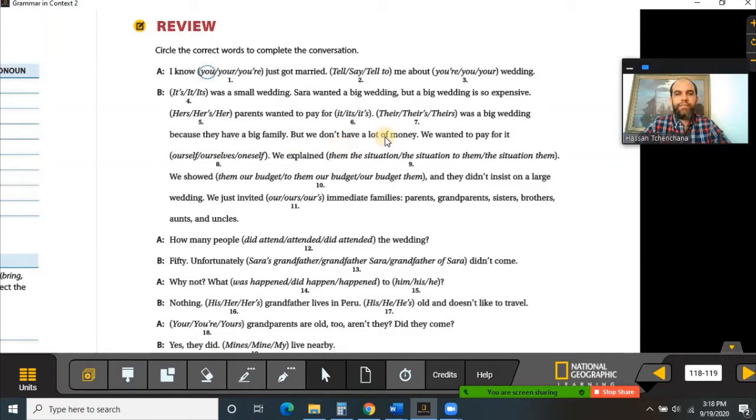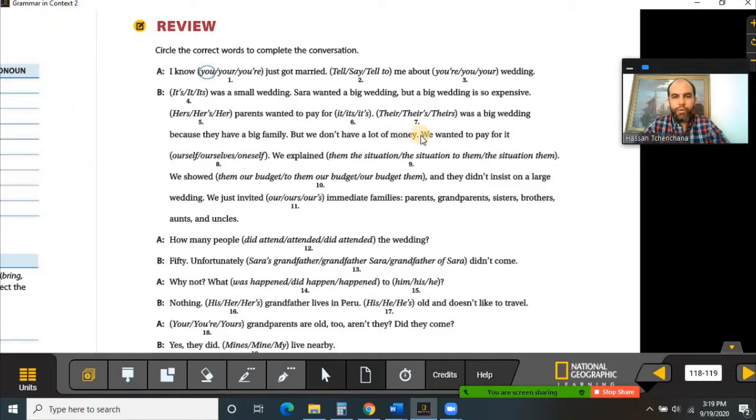We don't have a lot of money. We wanted to pay for it ourselves, oneself. Now, ourself does not exist. This is not correct. The correct one is ourselves. We don't have ourself in English. So these are called reflexive pronouns, and reflexive pronouns are myself, yourself, himself, herself, itself, ourselves with VES, and themselves with VES. So there is no such pronoun as ourself, and oneself does not work.